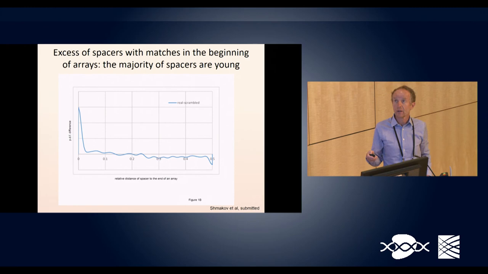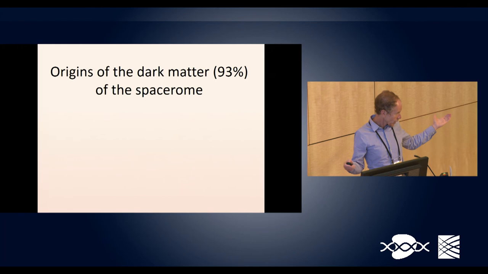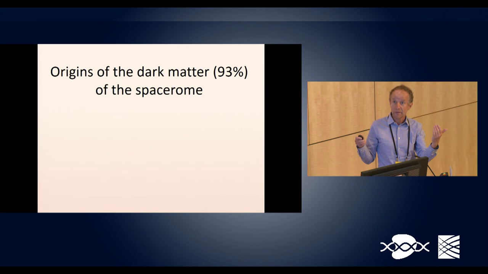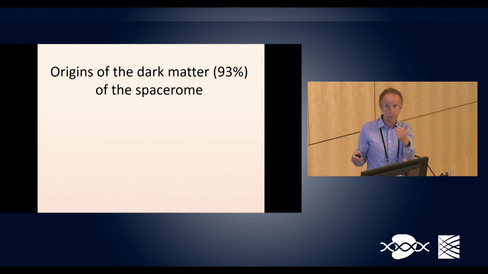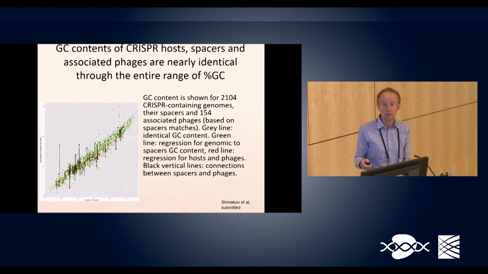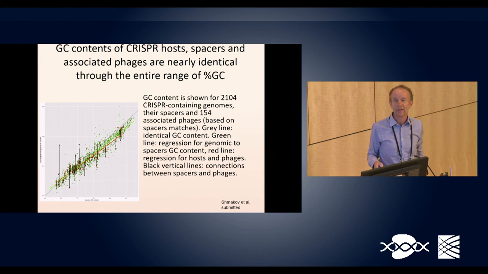And the final matter that I want to cover, perhaps the most exciting matter, is the origin of the 93% of the spacerome, so to speak, without matches, without detectable protospacer: the dark matter. All right. So, of course, the dark matter is dark. We cannot find homology there. But we can look at various features. And the first and the simplest is looking at the GC content of the hosts, spacers, and associated phages. And what we see here is that they span nearly the entire range of possible GC content values, and throughout the entire range, they're nearly identical.